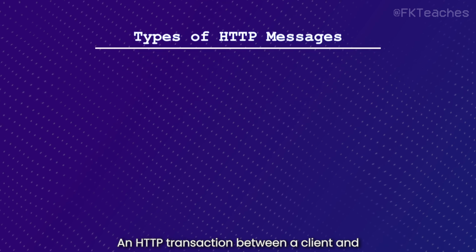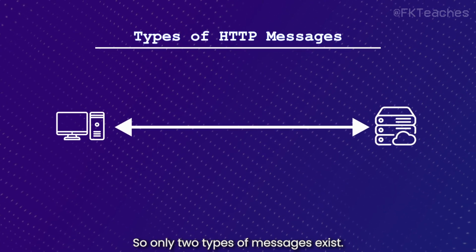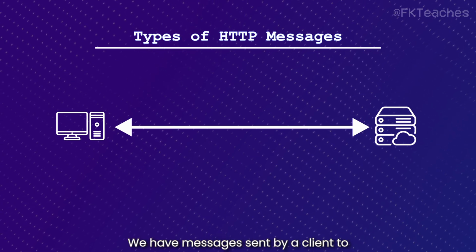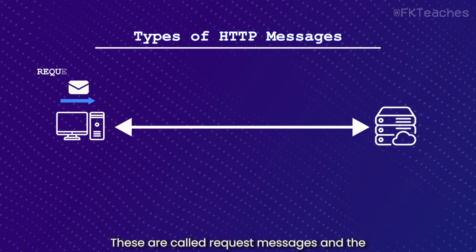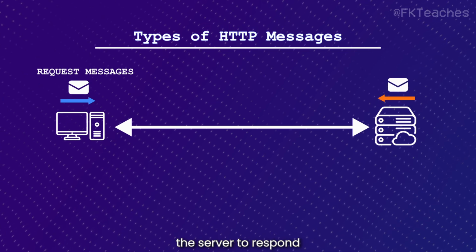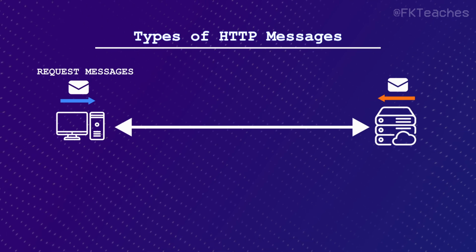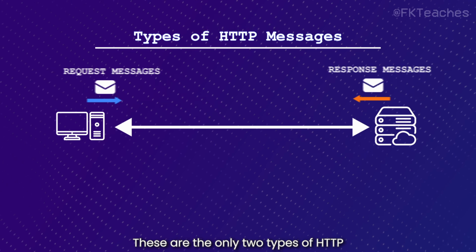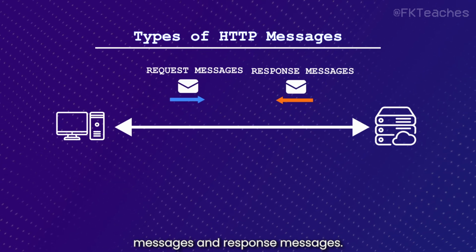An HTTP transaction between a client and a server is a two-way communication. So, only two types of messages exist. We have messages sent by a client to request a resource from the server. These are called request messages. And the second type of message is the one sent by the server to respond to the client's request. And these, you guessed it, are called response messages. These are the only two types of HTTP messages available: request messages and response messages.